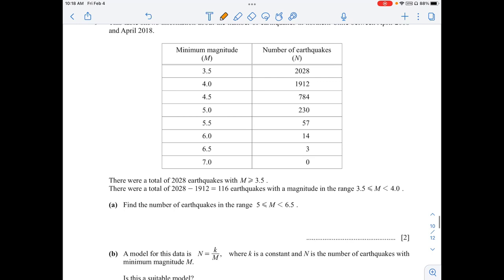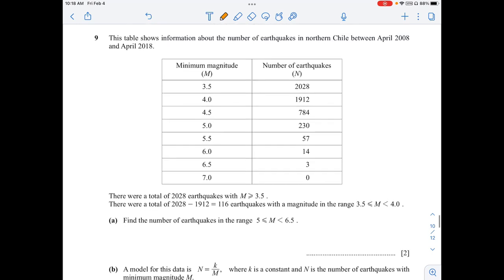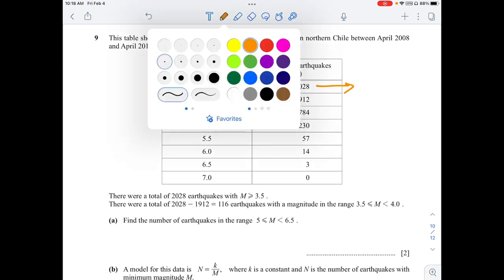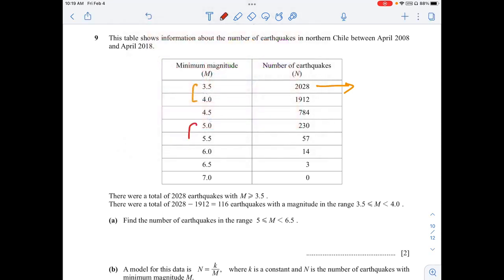Question number 9. This table shows the information about the number of earthquakes in northern Chile between 2008 and 2018. There were a total of 2028 earthquakes with M greater than 3.5. There were 2028 minus 1912, 116 earthquakes between 3.5 and 4. Then find the number of earthquakes between 5 and 6.5. So we do 230 minus 3, which is 227.